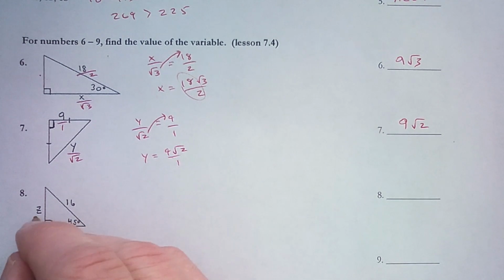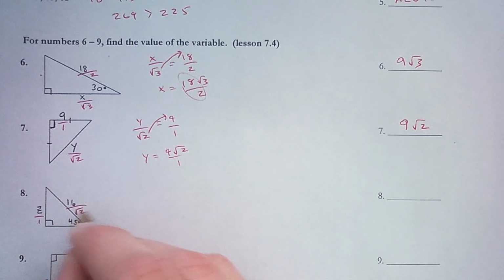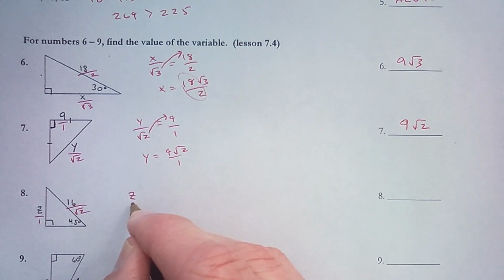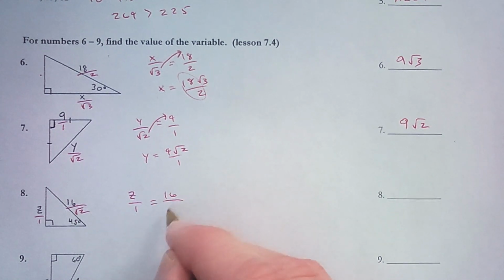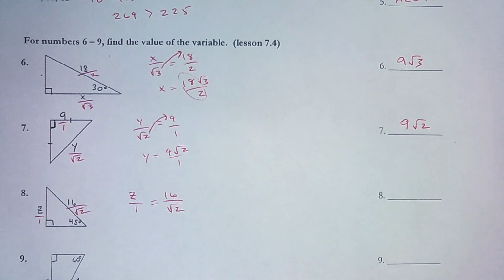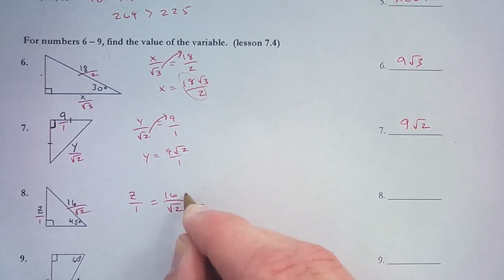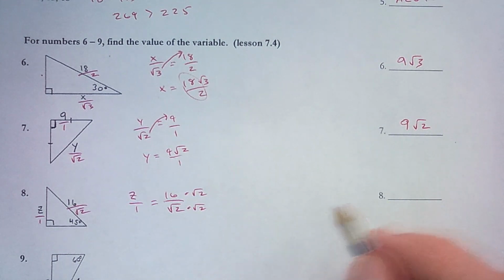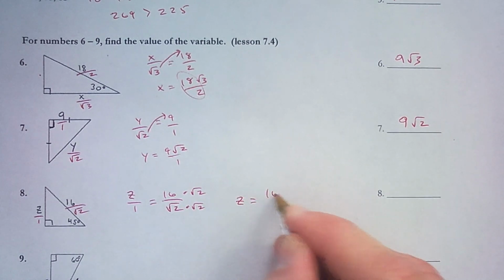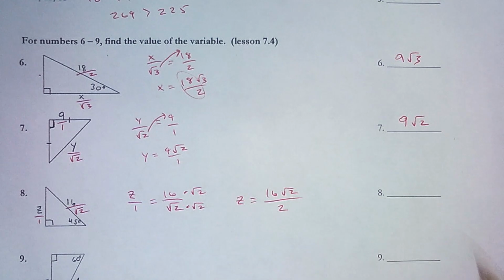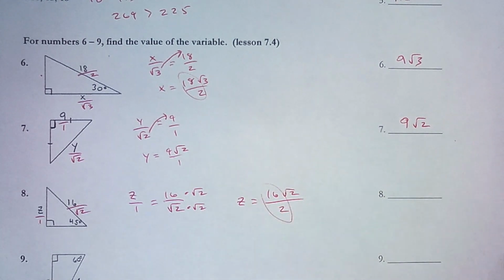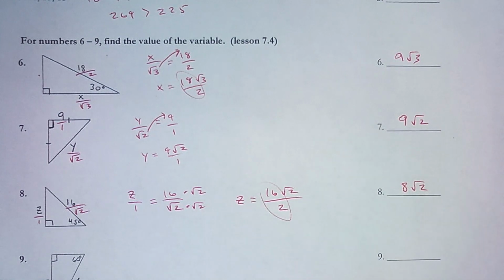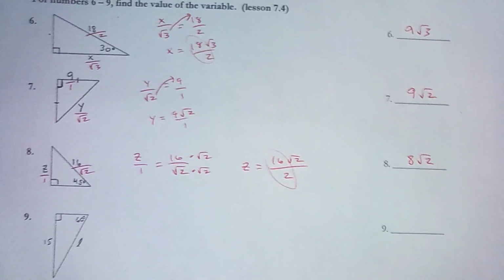Another 45, 45, 90, in which the leg is to 1 as the hypotenuse is to the square root of 2. So z is to 1 as 16 is to the square root of 2. Okay, now z over 1 is z, so I don't need to change anything there. I don't need to multiply across, but I do need to multiply top and bottom by the square root of 2 so that I can rationalize the denominator. So I get z equals 16 times the square root of 2 over 2. And 16 is divisible by 2, so I get 8 times the square root of 2 as my final answer.